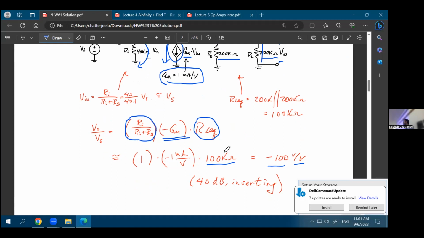So milliampere multiplied with kilo ohm, that gave you a volt in the numerator, whereas the denominator you already had a volt. So your units also match up. So this is one way to sort of check whether you are doing the calculation correctly or not. Just look at the units. All right, so you have a minus 100 volt per volt.